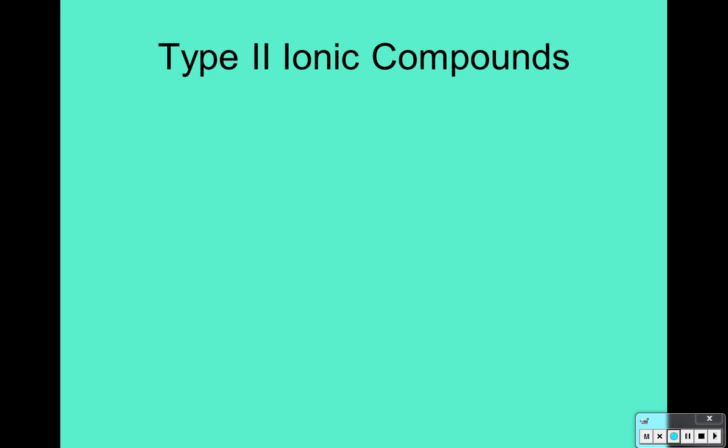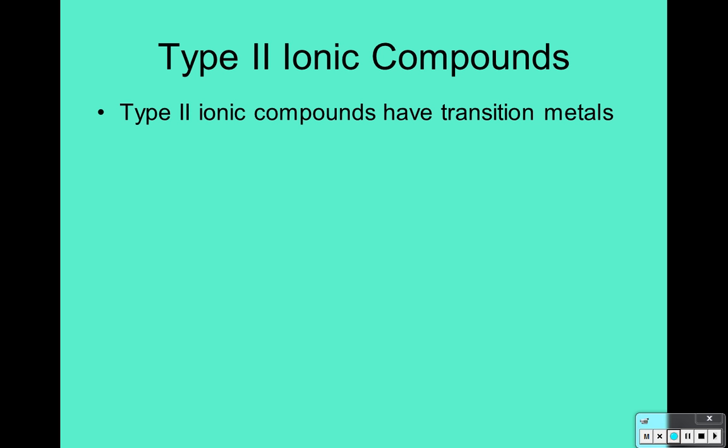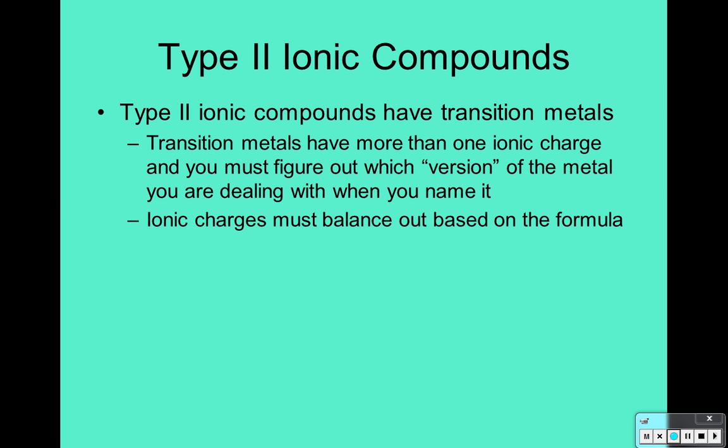So now we're going to go on to type 2 ionic compounds. These are ionic compounds with transition metals. So first of all, obviously when we're talking about transition metals, we're talking about metals, so these are always going to be positive ions. And what's a little different is that transition metals have more than one ionic charge.